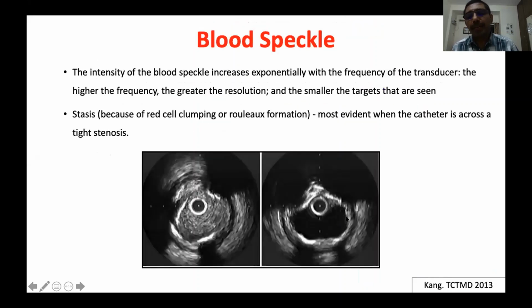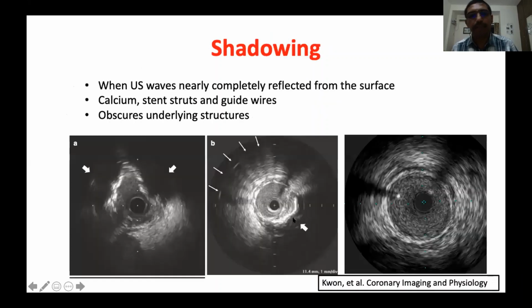The blood speckle artifact: when there is stasis or when you are using a high frequency catheter, the blood speckles appear much brighter. So it impairs your capacity to identify the lumen-intima interface. If you want to see this clearly, you have to inject either contrast or saline to remove the blood speckles. Here is an example. After injection of saline, you can identify the interface clearly.